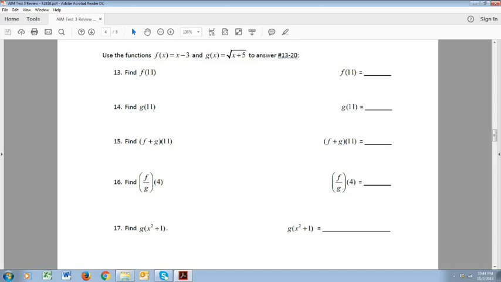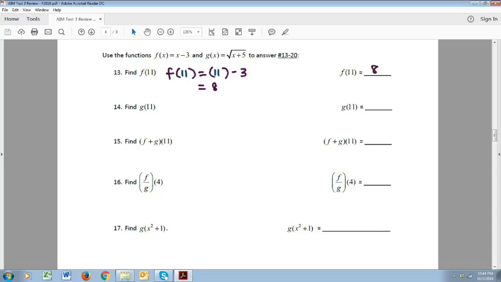So in number 13 here, we have to find f of 11. So we're going to plug 11 into the f function. I like to make a little shell or a skeleton. So it's the f function, and wherever you see an x up above, now I have parentheses. And so when I find f of 11, I just replace my x's with 11. And so f of 11 is 11 minus 3, which is 8.